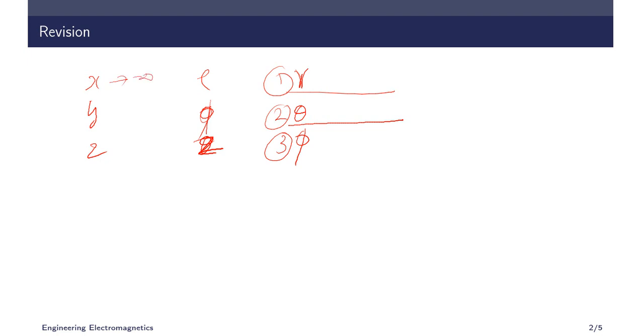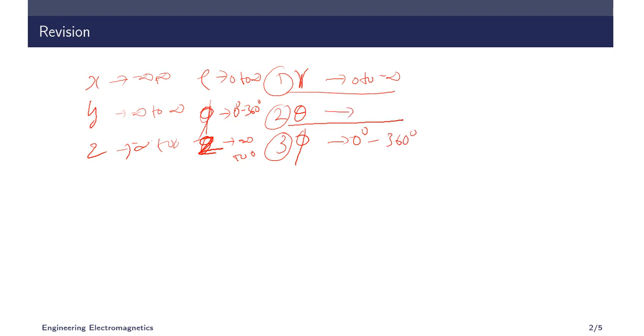This starts from minus infinity to infinity, this also minus infinity to infinity, and this also has the limit of minus infinity to infinity. This has the limit 0 to infinity, and phi has the limit from 0 degree to 360 degree, and z has the limit minus infinity to infinity. R has the limit 0 to infinity, and phi is the same here, so it will be 0 degree to 360 degree.